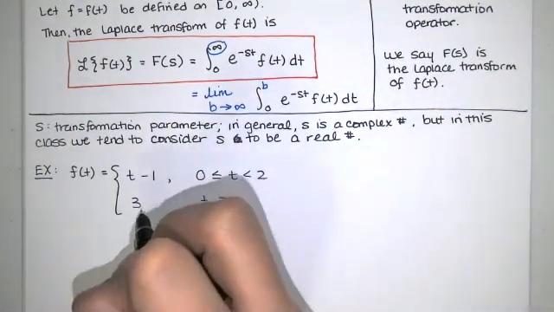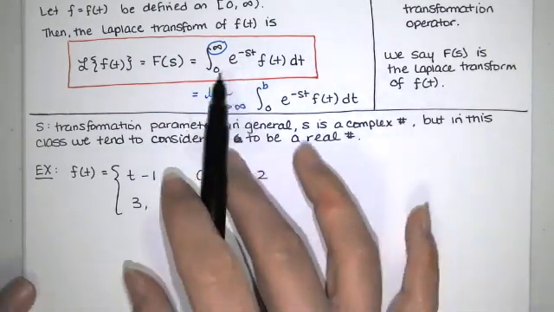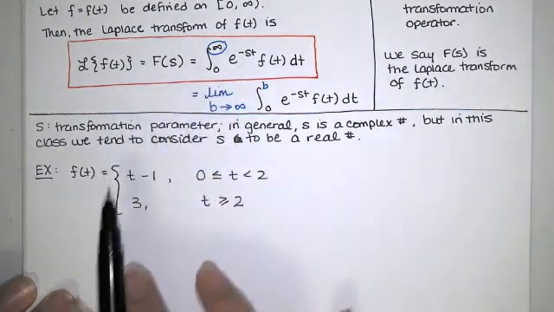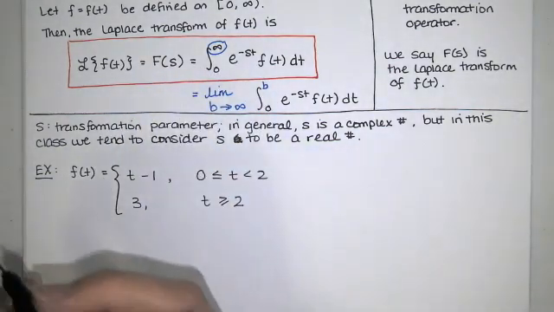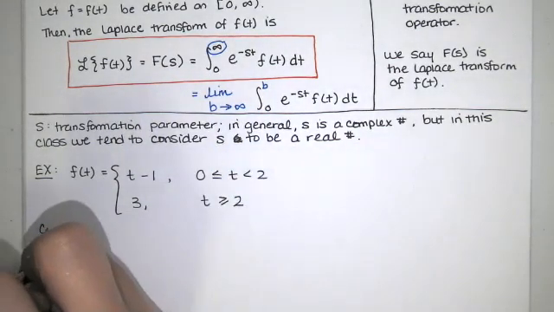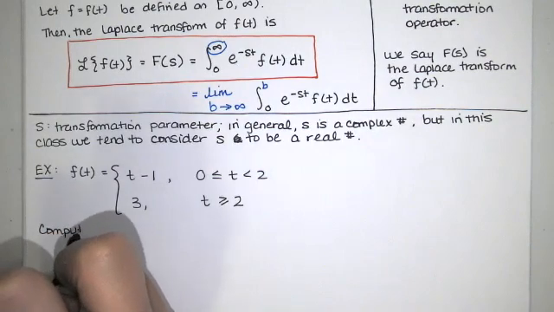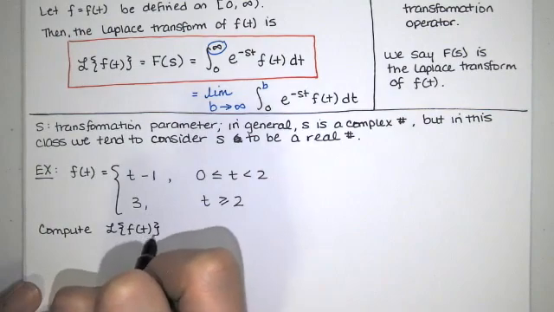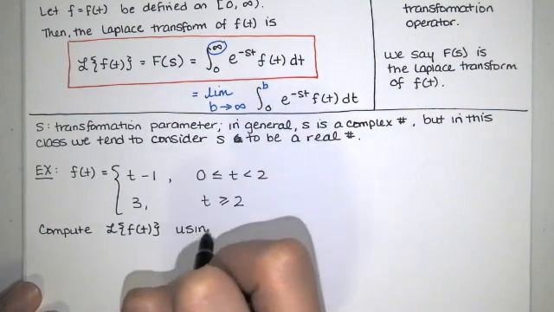Since this is a piecewise function, if I'm using the definition of the Laplace transform, I'm actually going to write this as the sum of two integrals. So we're computing the Laplace transform of f of t using the definition.